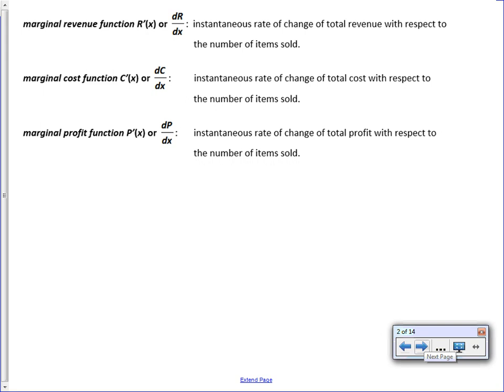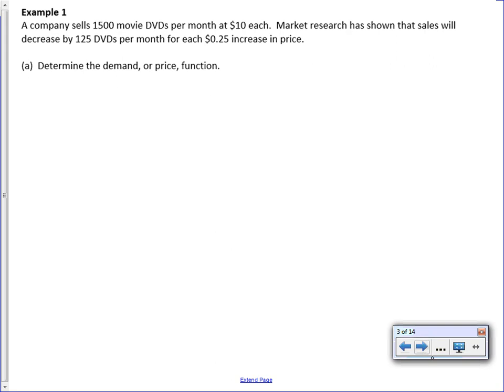It turns out that when we want to find derivatives of revenue, cost, and profit, we call them the marginal revenue, marginal cost, and marginal profit. So anytime you see the word marginal, it means the derivative of revenue, the derivative of cost, the derivative of profit. It means you're finding the instantaneous rate of change of the revenue, the cost, or the profit. Okay, so let's do a question.